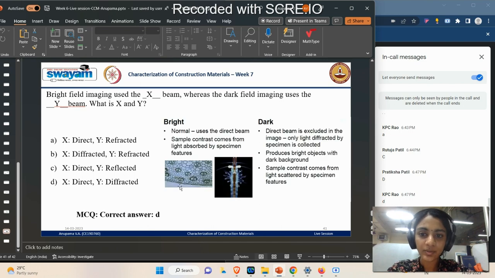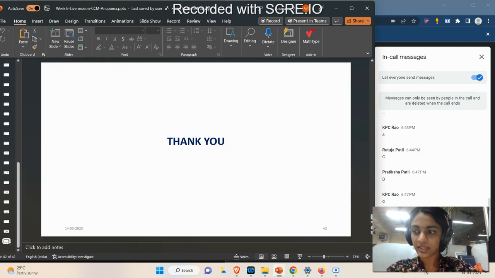So this is how the bright field imaging looks like. It uses a direct beam, whatever beam comes from the source, it is using that. Dark field imaging is not using the direct beam, it is using the diffracted beams. That's how you get the dark field imaging. So this is how the dark field imaging looks like, and this is how the bright field imaging looks like. So, yes, that was the basics of microscopy.